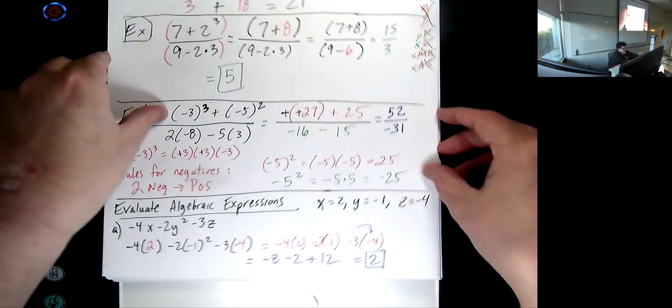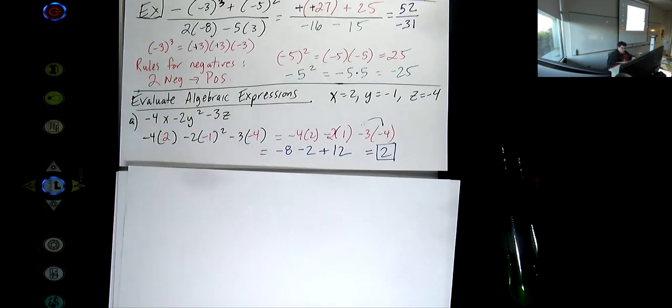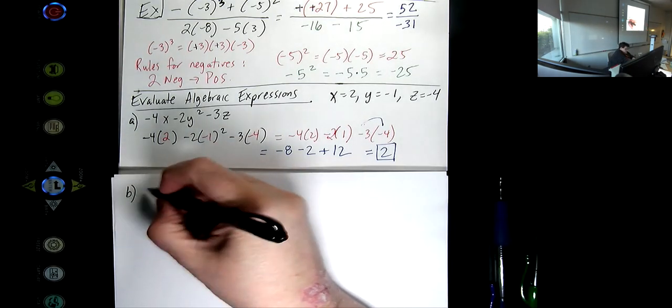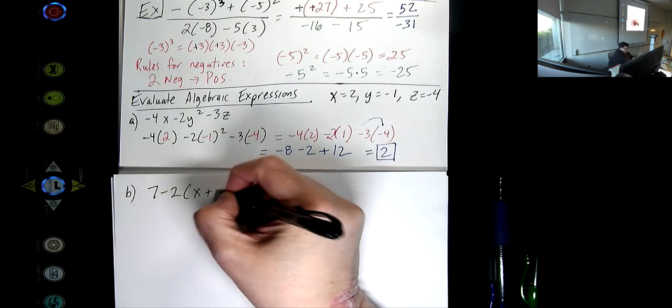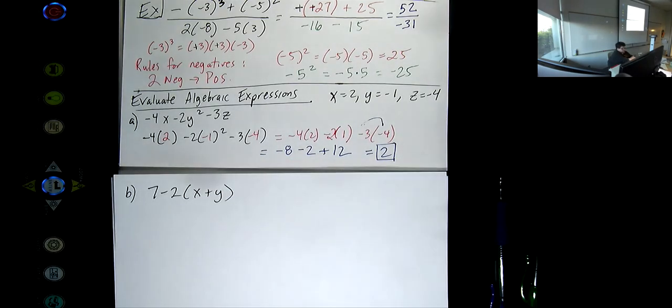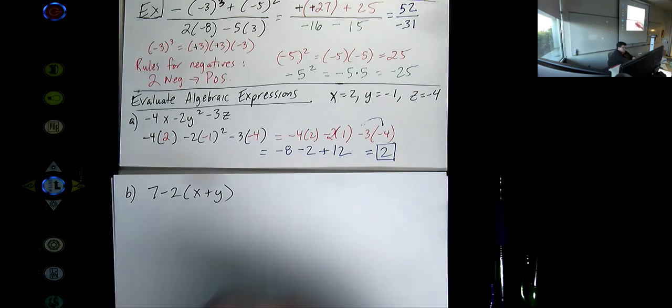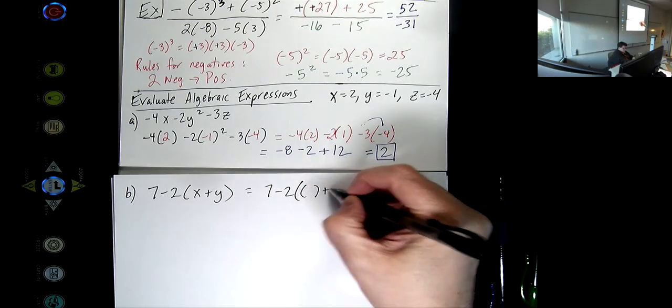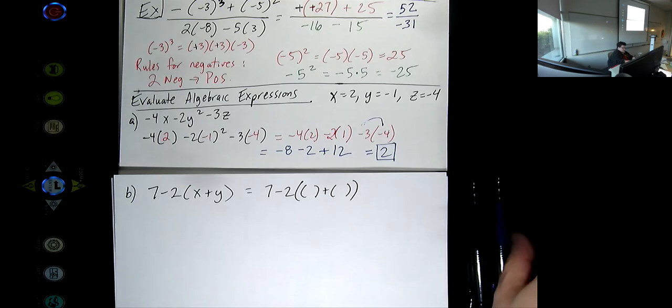All right, let's use those same X, Y, and Z for the next couple examples. So on B, let's do 7 minus 2 parentheses X plus Y. The first thing we want to do is just plug in the values of X and Y before we do anything. And I'm using parentheses here.